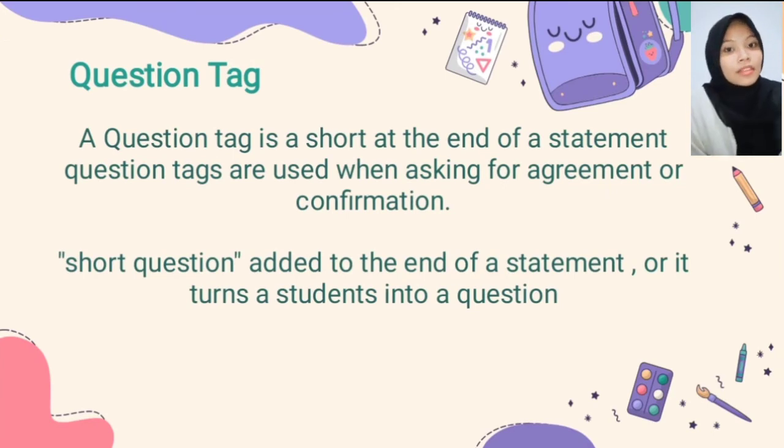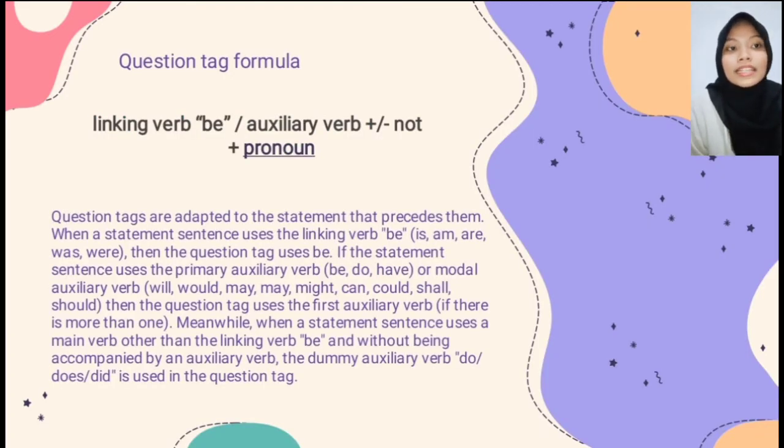Okay, the next material is question tag. A question tag is a short question at the end of a statement. Question tags are used when asking for agreement or confirmation. So, a short question added to the end of a statement turns the statement into a question. Question tag formula: linking verb be or auxiliary verb plus not plus pronoun.